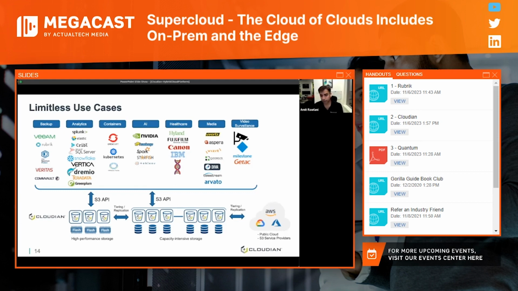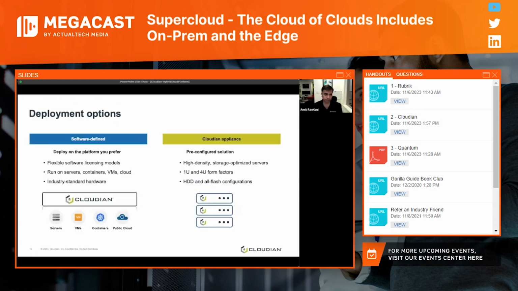Everything is available to you seamlessly. You touched on this deployment option. We are a software-defined storage with the flexibility of taking a software license and deploying it and running it on bare metal servers, or in a container, or in a VM, or in the cloud. All you need is an x86-based server with minimum configuration, and you can get up and running with Cloudian.